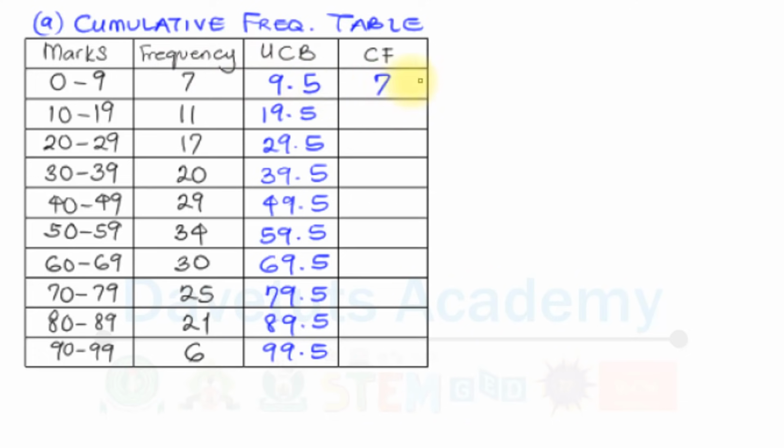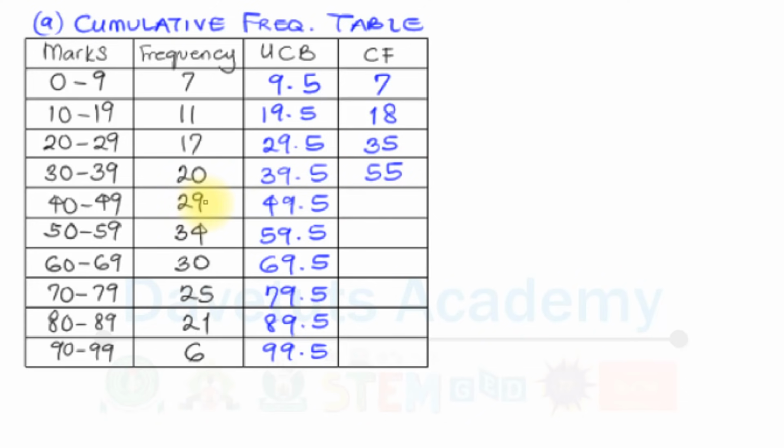So here we have 7. But for subsequent ones, we are going to add the initial cumulative frequency to the next frequency. So here, the cumulative frequency initially is 7. Then plus this frequency, 7 plus 11, that will be 18. Then here, it will be 18 plus 17. So that's why you call it cumulative. You continue to add each subsequent frequency to the cumulative that we have gotten before. So 18 plus 17, that should be 35. Then we have 35 plus 20, that will be 55.